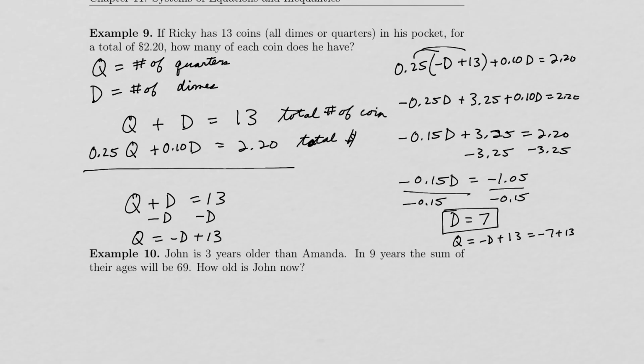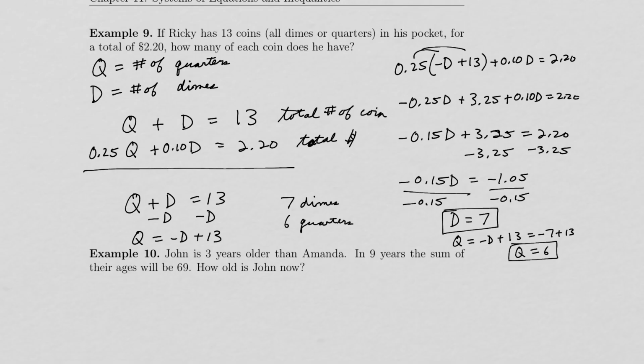Which is 6, right? So number of quarters is equal to 6. So basically, Ricky had 7 dimes and 6 quarters. Okay, and it makes sense. I mean, you can check it, right? If you have 6 quarters, what's the total value? It'd be $1.50, and then 7 dimes is 70 cents. $1.50 plus 70 cents is $2.20, right? So it checks.